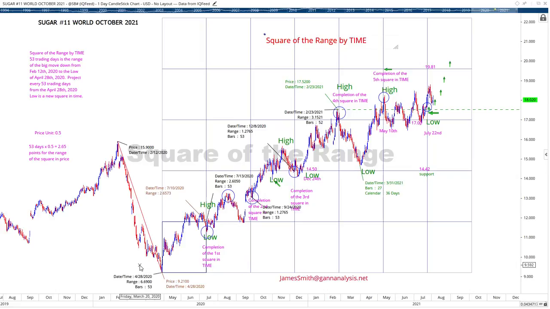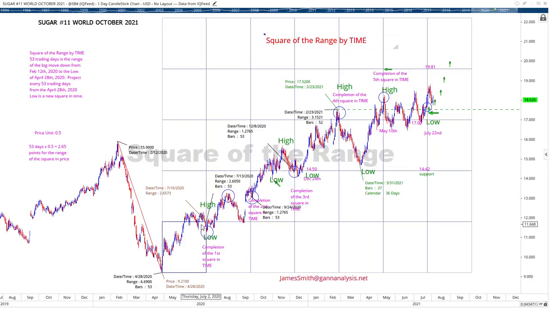Now, to create the square by time going forward, the simple thing is we use time, 53 trading days. Every 53 trading days, you get a vertical line. And to create the box to the price distance upward, we take 53 trading days times 0.5. That's the scale we've decided to use, or the price unit. And then that equals 2.65. So from this low to the top of the first box is 2.65, as you can see here.